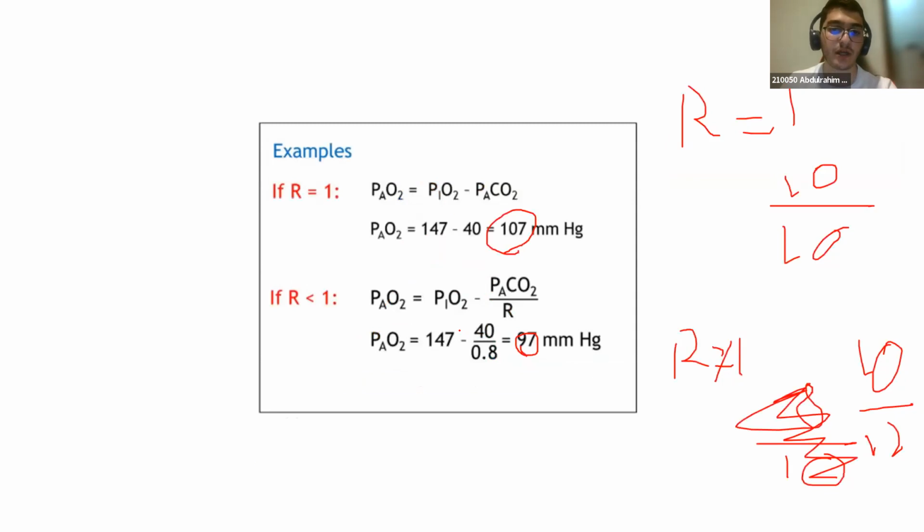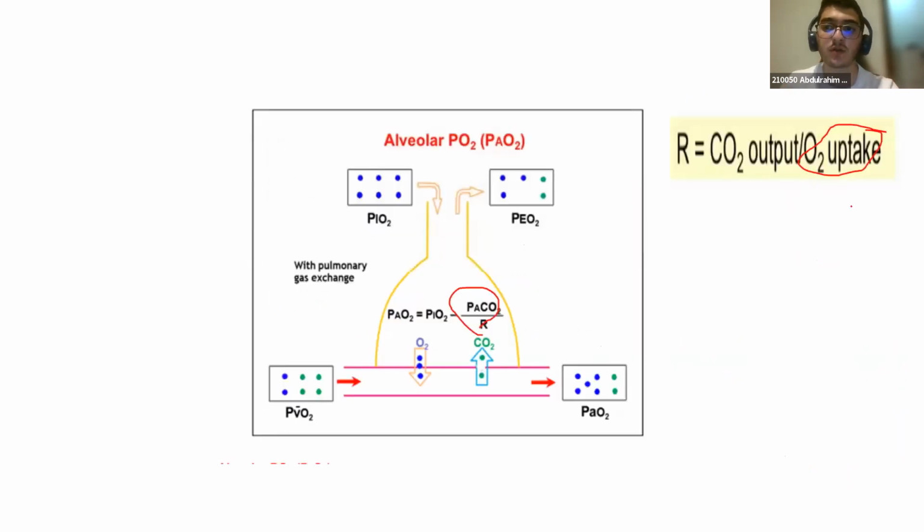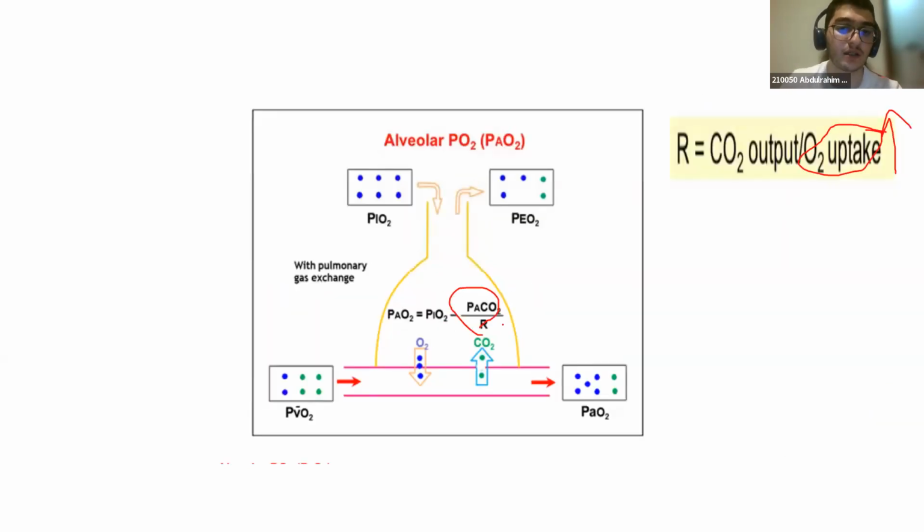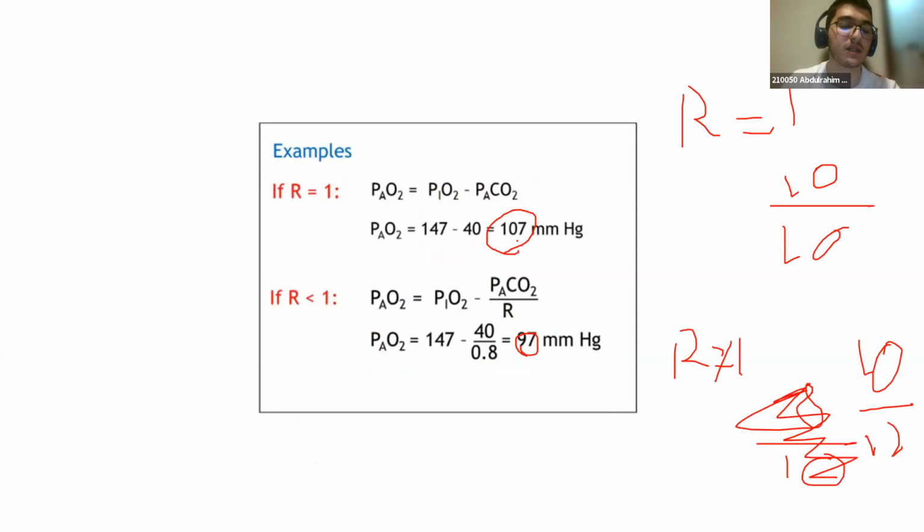So when R is less than 1, that means the O2 uptake is more than CO2. Okay? Therefore, you're using more oxygen. When you're using more oxygen, you are subtracting by a greater number. Therefore, this number is less than this number.